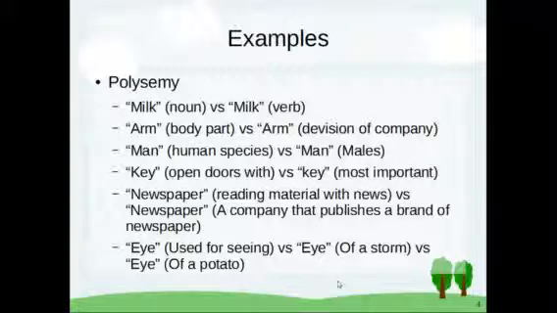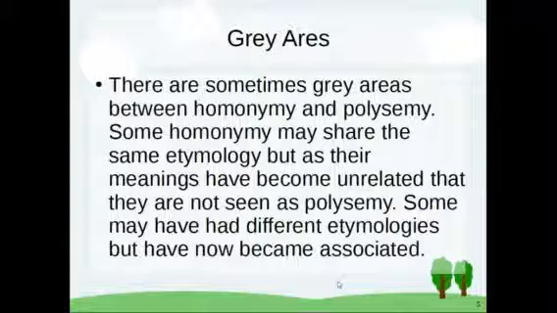So these are all similar meanings, and the brain attaches them to each other. It knows that they're similar, and it's clear that these still have related meanings. But there are some gray areas. There are sometimes gray areas between homonymy and polysemy. Some homonyms may share the same etymology as their meanings, but have become so unrelated that they are not seen as polysemy. Some may have had different etymologies, but have now become associated and become polysemy.